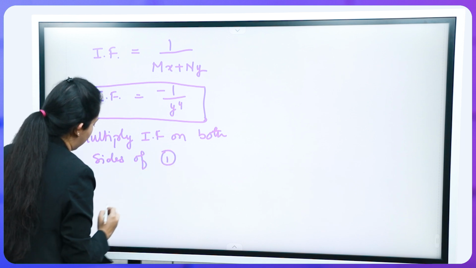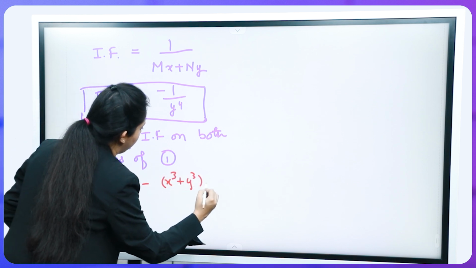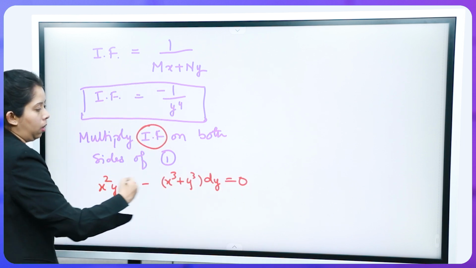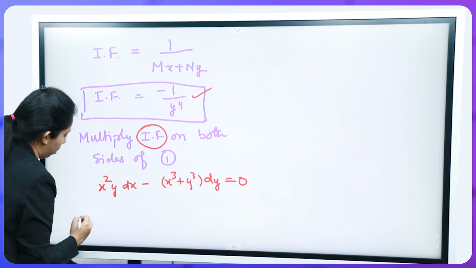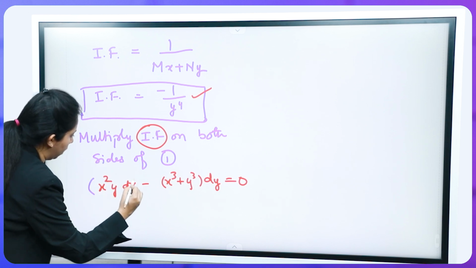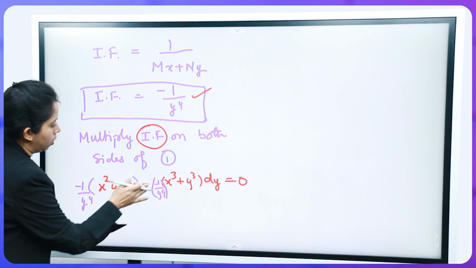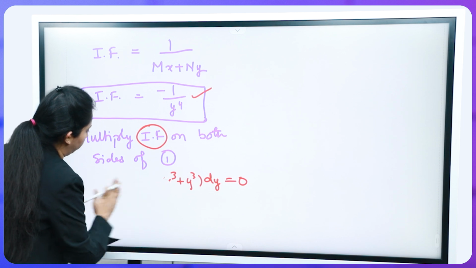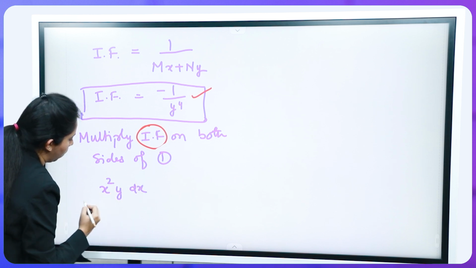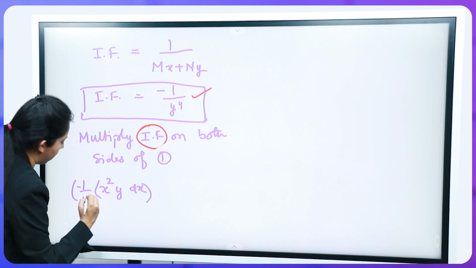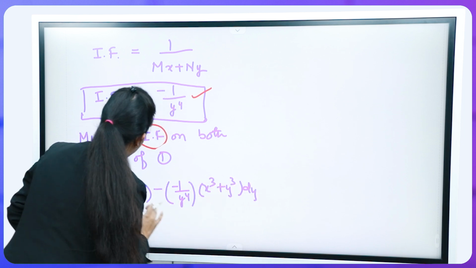Our equation number 1 was x²y dx minus of (x³ plus y³) dy is equal to 0. We are going to multiply the integrating factor on both sides of this equation number 1, and that integrating factor is minus 1 divided by y⁴. So this was the differential equation x²y dx. We are multiplying it by minus 1 divided by y⁴, minus of minus 1 by y⁴ into (x³ plus y³) dy is equal to 0.